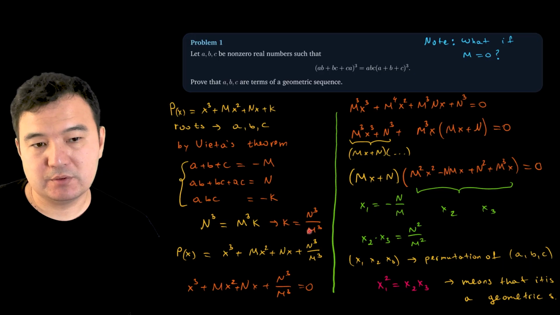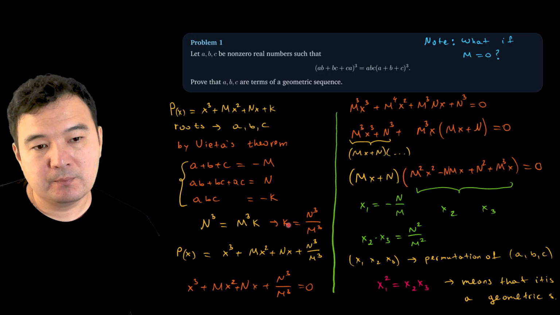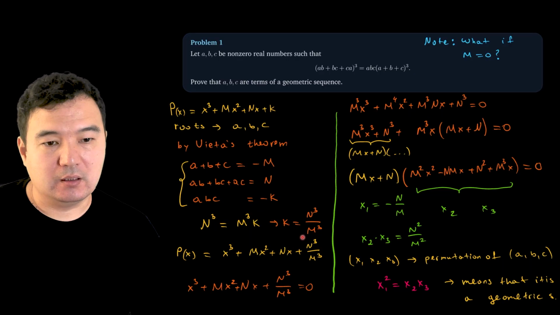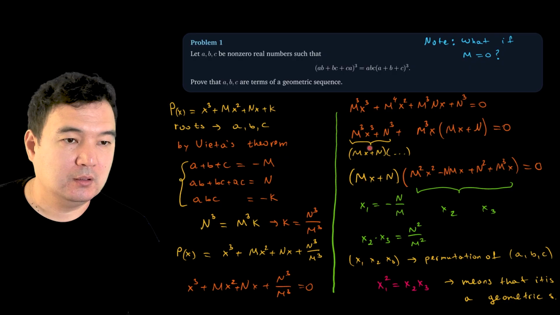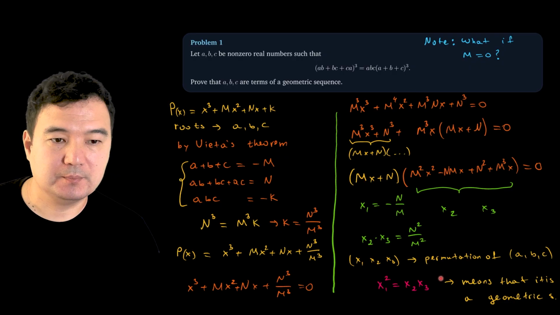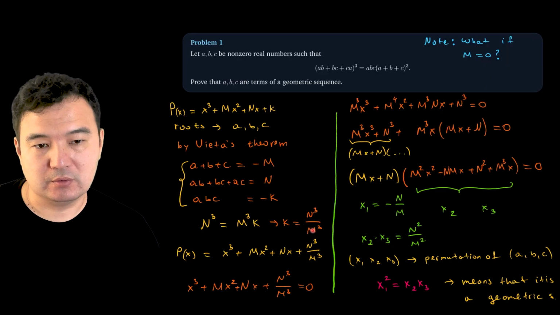If m is equal to 0, then you wouldn't be able to divide n cubed by 0, and all these upcoming steps would be invalid. So the solution doesn't work when m is equal to 0, and you have to make a note about that.